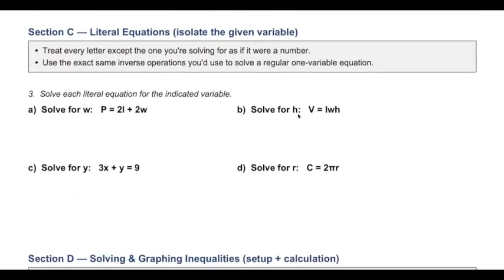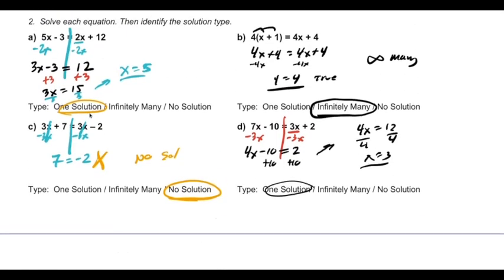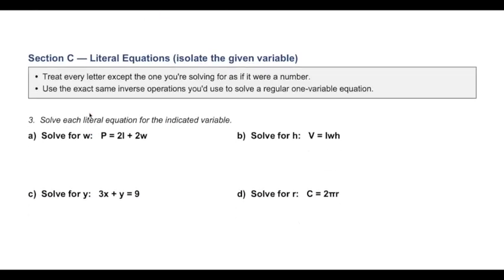Next are literal equations, which people tend to hate. The basic idea is you solve for the variable that you want, and you treat everything else like a number, just like the ones we just did there. Move stuff around, divide it, treat everything like a number.